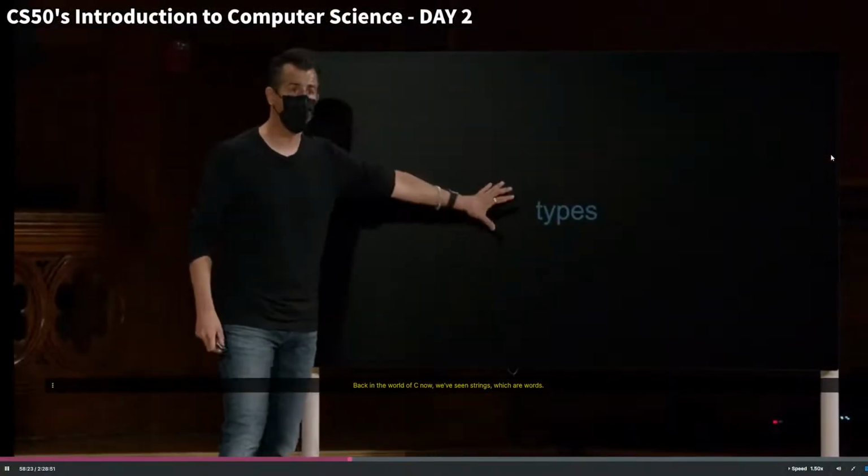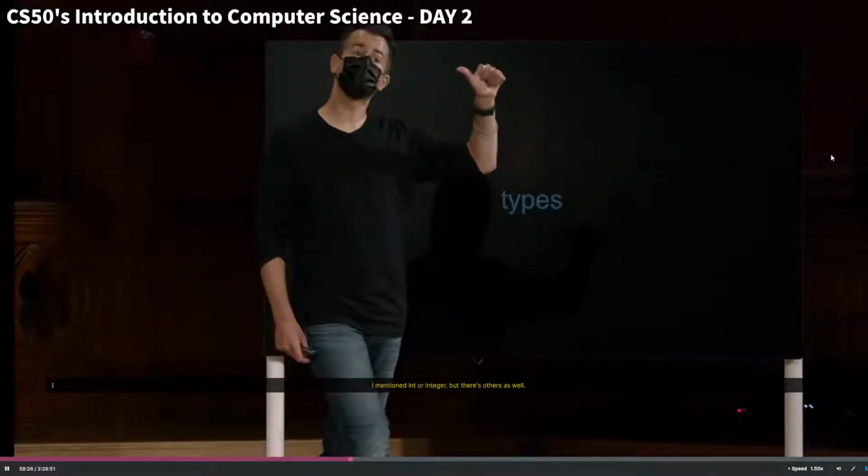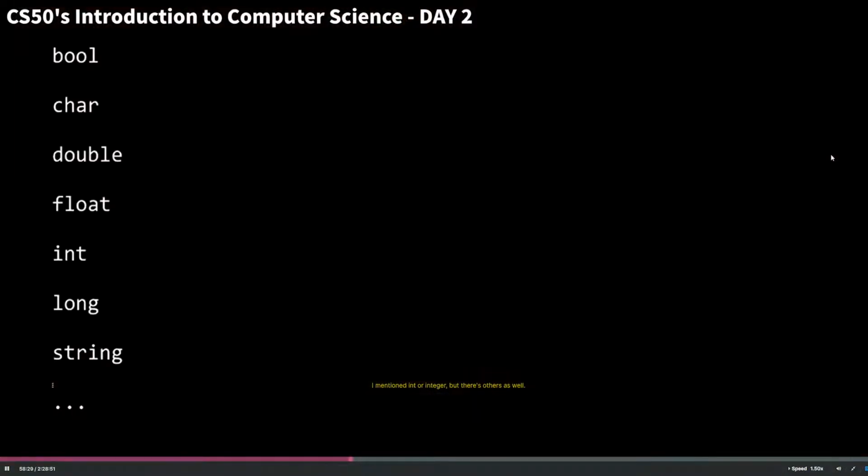Back in the world of C now, we've seen strings, which are words. I mentioned int or integer, but there's others as well. In the world of C, we've seen string. We will see int. If you want a bigger integer, there's something literally called a long. If you want a single character, there's something called a char. If you want a Boolean value, true or false, there's a bool. And if you want a floating point value, a fancy way of saying a real number, something with a decimal point in it, that is what C and other languages call a float.